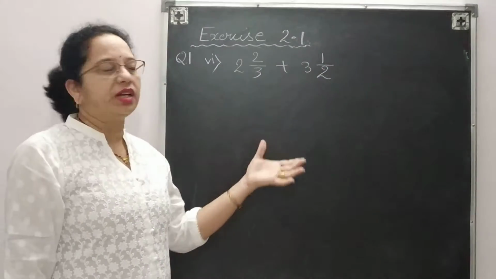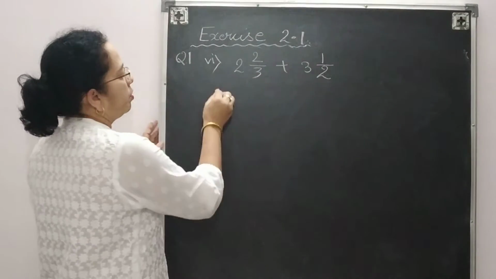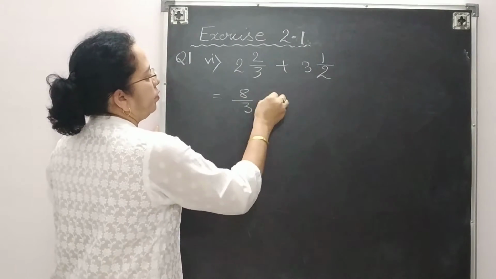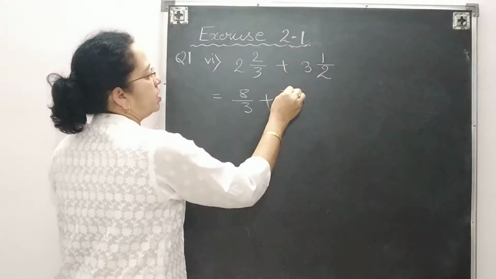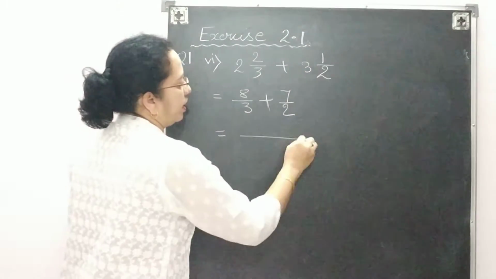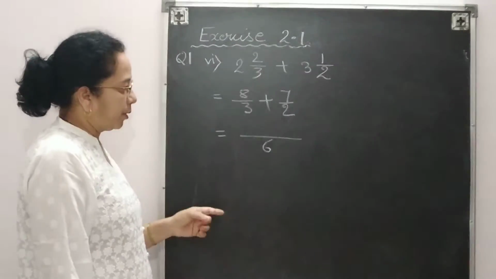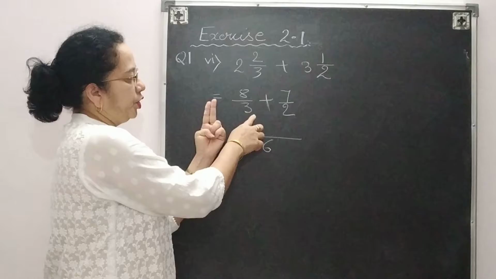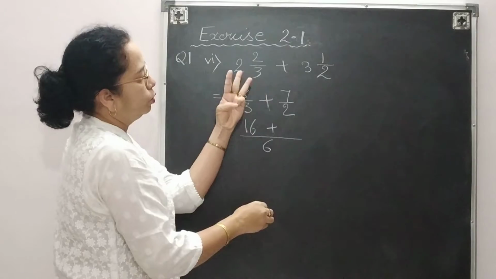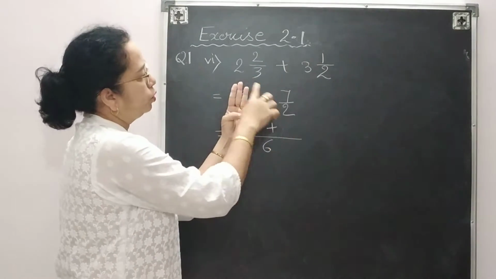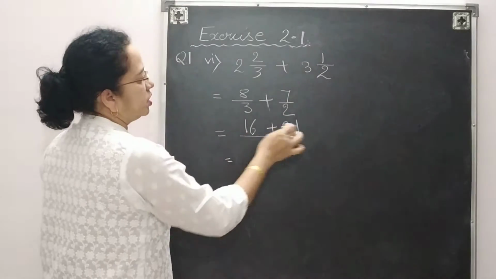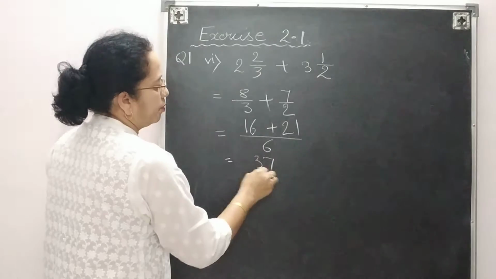Whenever mixed fractions are there, we convert into improper fractions. So this will become 3 twos are 6, 6 plus 2, 8 upon 3. And this will become 2 threes are 6 plus 1, 7 by 2. Now you can see that denominators are different. So take the LCM. LCM of 3 and 2 is 6. 3 twos are 6. 8 twos are 16, plus 7 threes are 21. Add these numbers: 16 plus 21 is 37 upon 6.